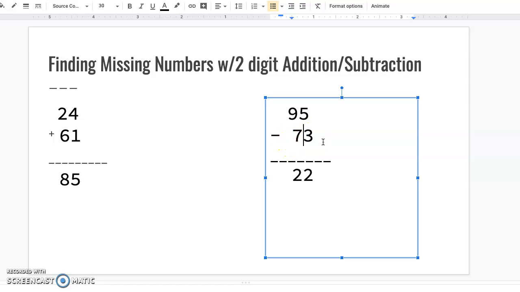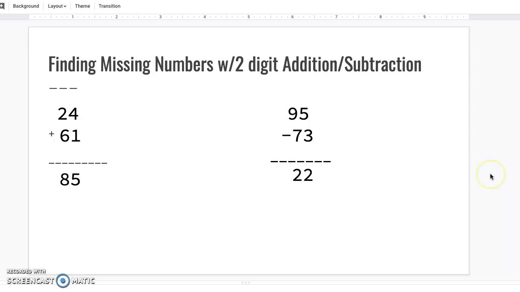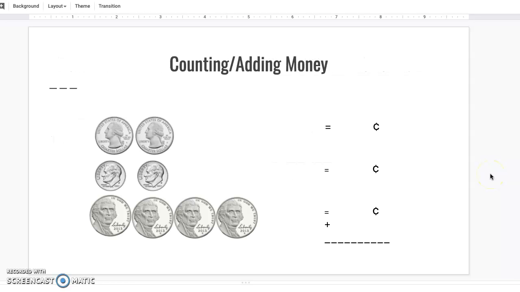So let me line my numbers back up here. I got rid of my subtraction there. It's not lining up exactly right, but 5 minus 3 would give you 2, and 9 minus 7 gives you 2. So take that big number, subtract your answer, and you find out what's missing. So that would be 73. It's a little bit tricky, but as long as you think through it, it makes it a little easier.